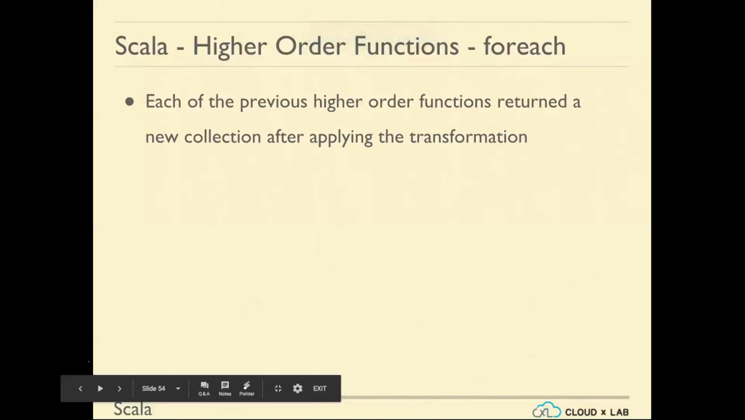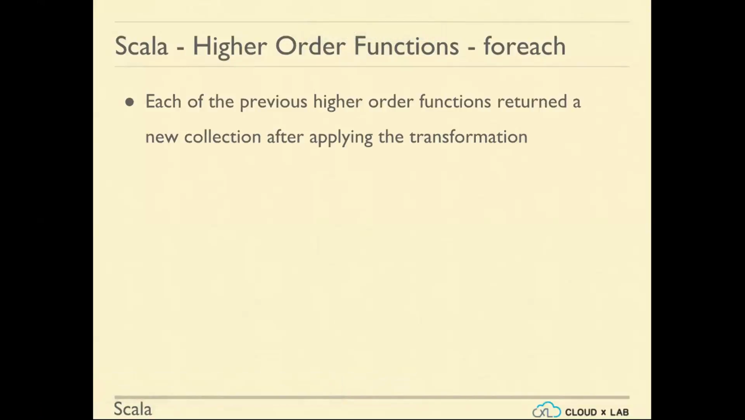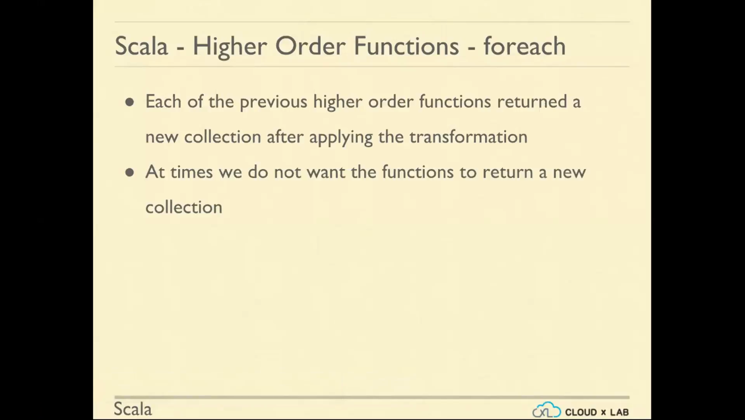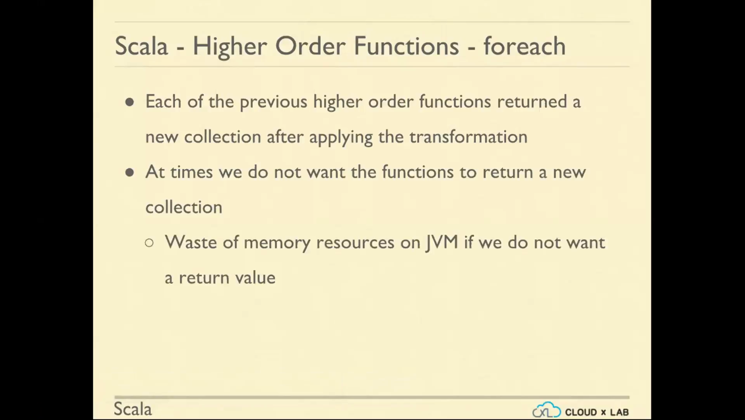Each of the previous higher order functions, whether map, flatMap, or filter, returned a new collection, a new list, after applying the transformations, right? Sometimes we do not want any return value. For example, given a list, we just want to save it to disk. We don't want it to be returned anywhere. For those kinds of cases, we can use foreach.